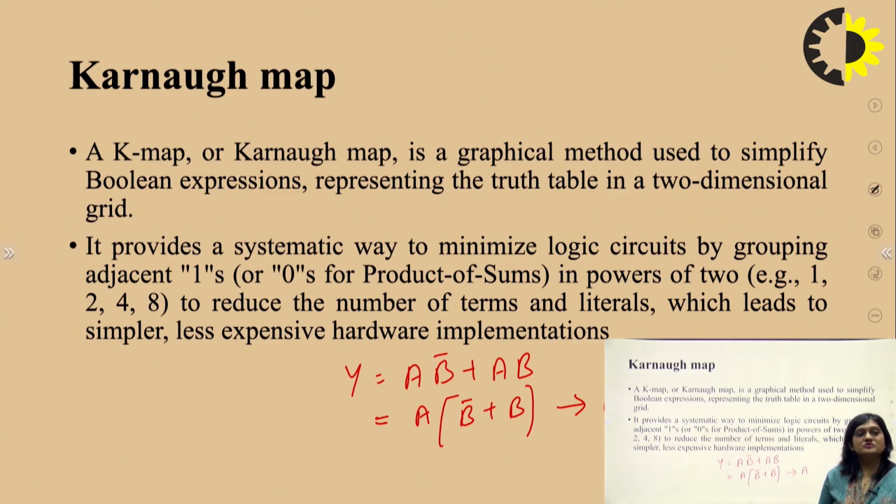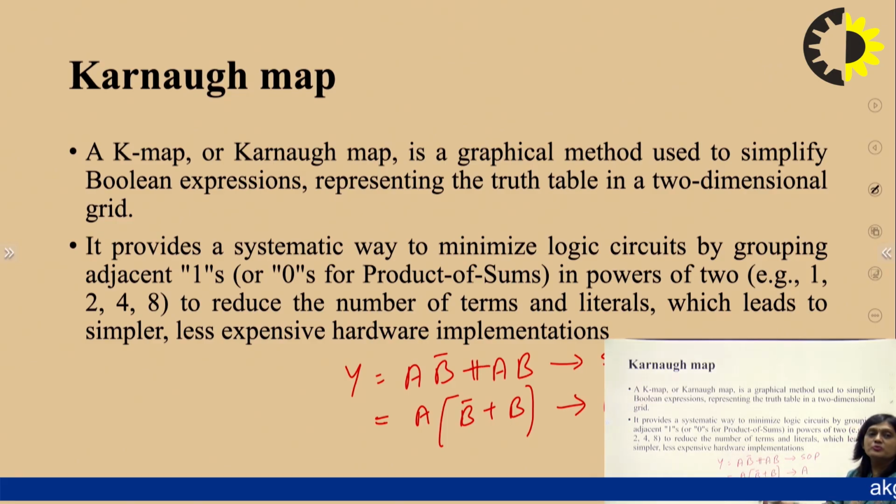We can also simplify this with the help of the K-map. K-map is a graphical method which can simplify any expression. This expression is in the form of SOP, sum of products. This a b bar is a product term, and this is also another product term, and this plus indicates the sum of the two products.